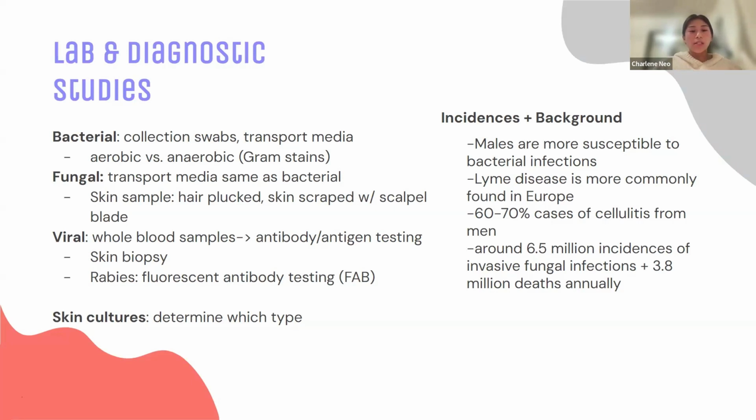You would also use transport media, and specifically for fungal infections, you could do a skin scrape of the scalp using a scalpel blade. And then for viral infections, you would do whole blood samples, and this could test for antibodies and antigens. A skin biopsy could be done, and specifically for rabies, fluorescent antibody testing. And skin cultures are done to determine which type of infection you have.